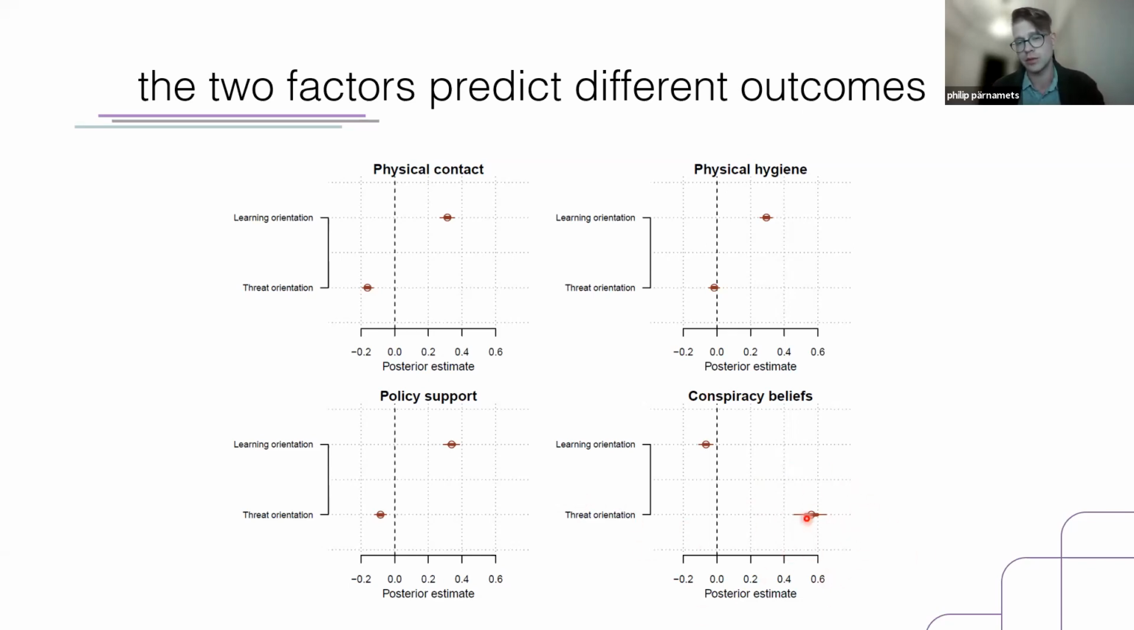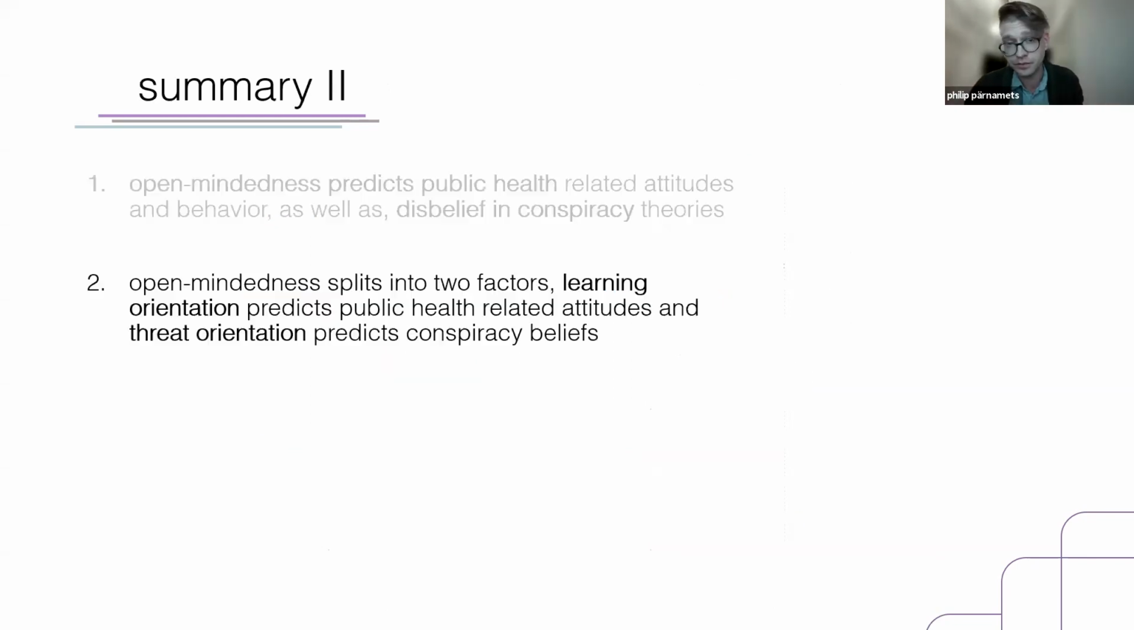And the relationship is positive with threat orientation. You can think of this more as an intellectual or epistemic vice rather than an epistemic virtue. I'm not showing the graphs here, but these relationships hold if we once again adjust for the host of other predictors, and we find a similar stability across countries and sites. So open-mindedness splits into two factors, learning orientation and threat orientation, and they seem to predict slightly different things in our outcome variables of interest.